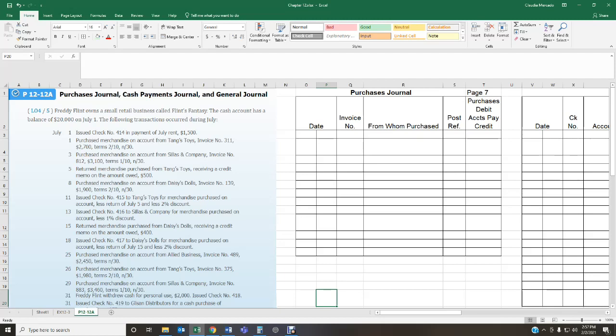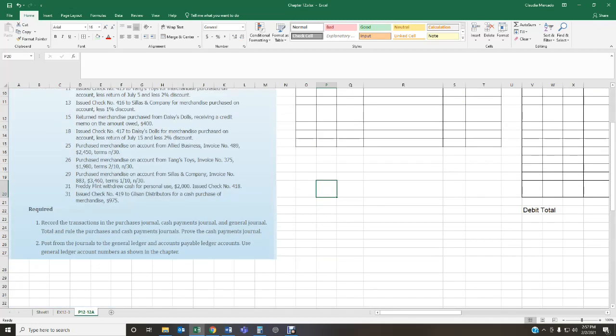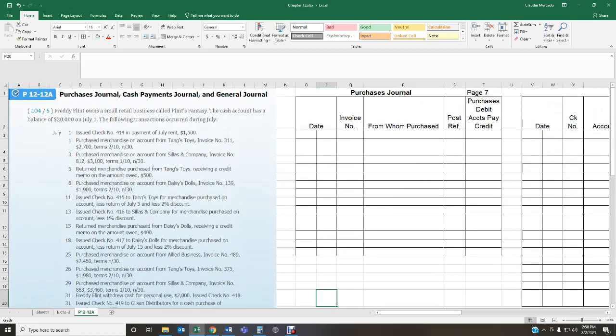So we're provided with a series of transactions that happen during the month of July. Okay, and we're going to go over each of these transactions one by one. The requirements are to record the transactions in the purchases journal, the cash payments journal, and the general journal. We have to total and rule the purchases and cash payments journals, and we have to prove the cash payments journal. And then once we're done posting to our different journals, we have to post from the journals to the general ledger and the accounts payable ledger accounts. We have to use the general ledger account numbers as shown in the chapter. Okay? So this is what I've done.